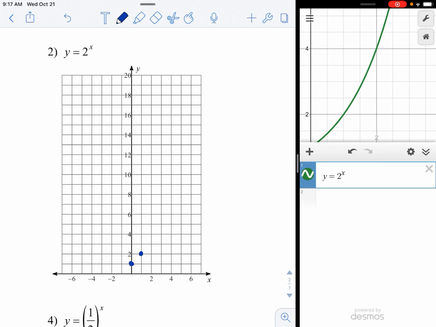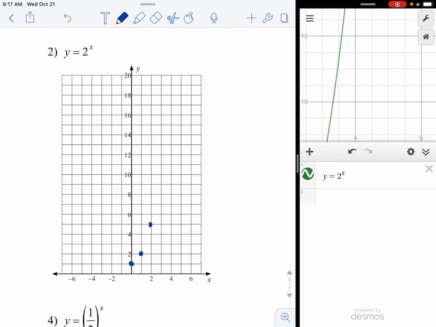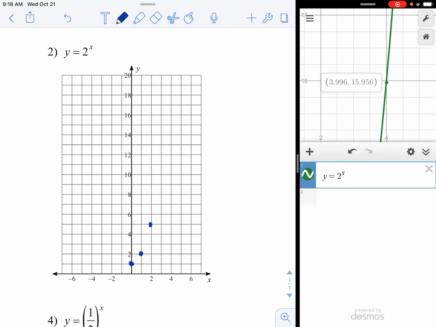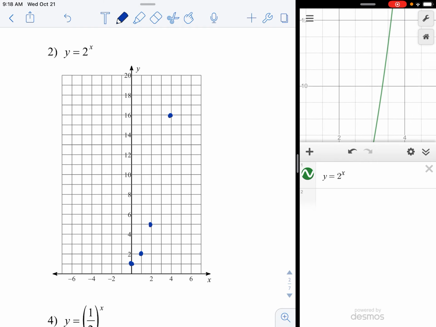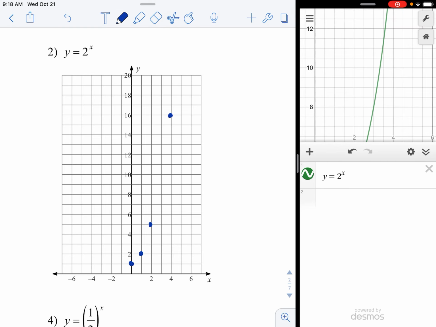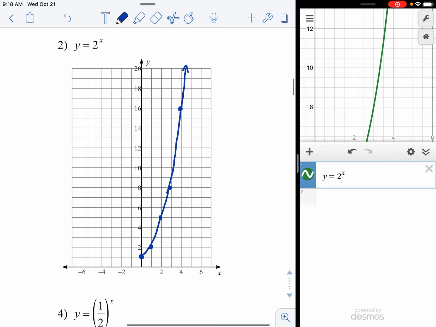And if I can find others, looks like 2, 4 is another one, and then 4, 16. I think I skipped over 3, 8. There should have been one at 3, 8. And you don't have to do as many as I'm doing. I guess I'm just trying to drive home a point here. There we go. 3, 8. You can find certain integer points, and when you include those, they help make your graph more accurate. So especially the side that goes upward and outward. The more of those points you have, the more accurate it is, but you don't have to do that many.